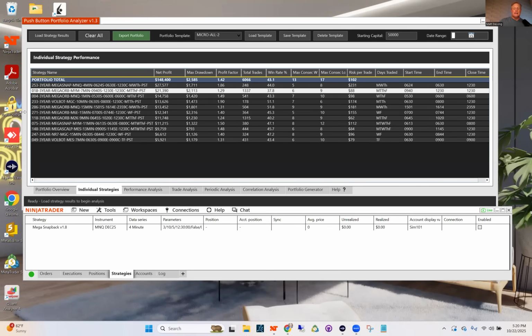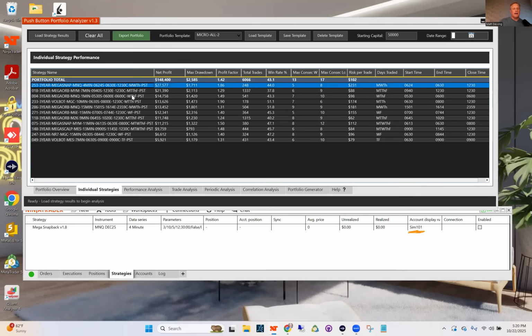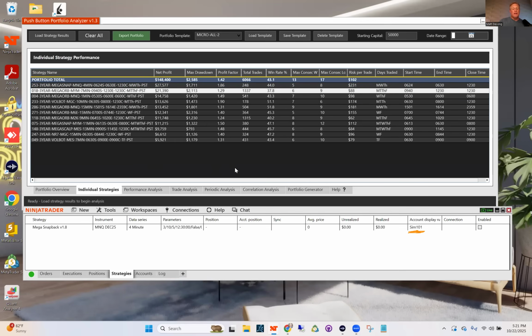Again, in this case, I didn't want to show you guys my account numbers, so we just left it at the default, which is the SIM account, right? I don't want you guys looking at my account numbers. Okay, so that's pretty simple to do.